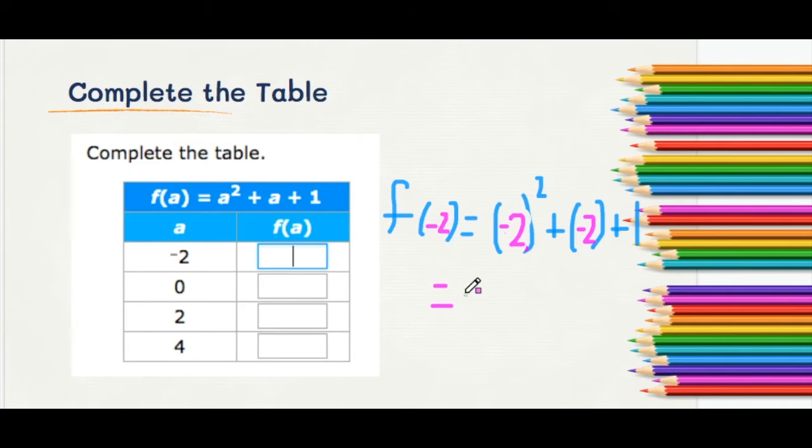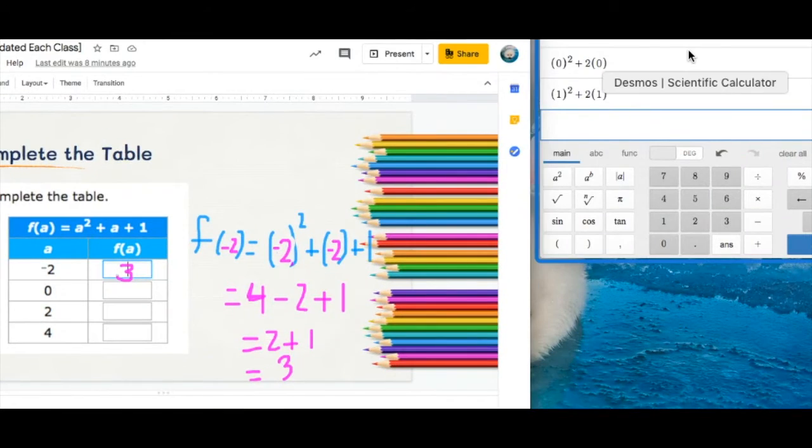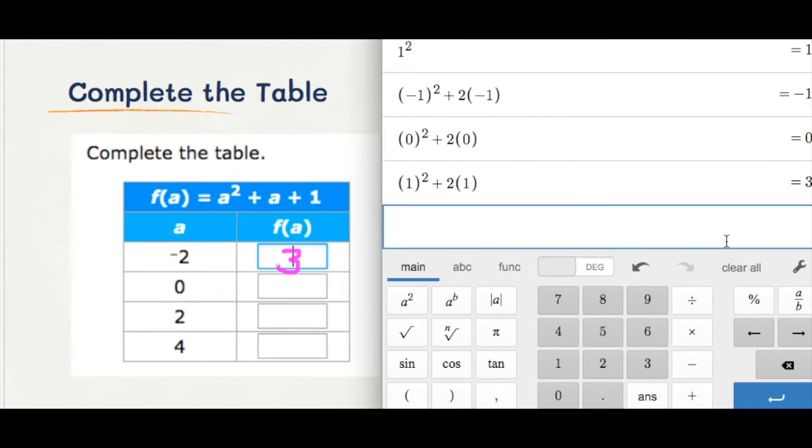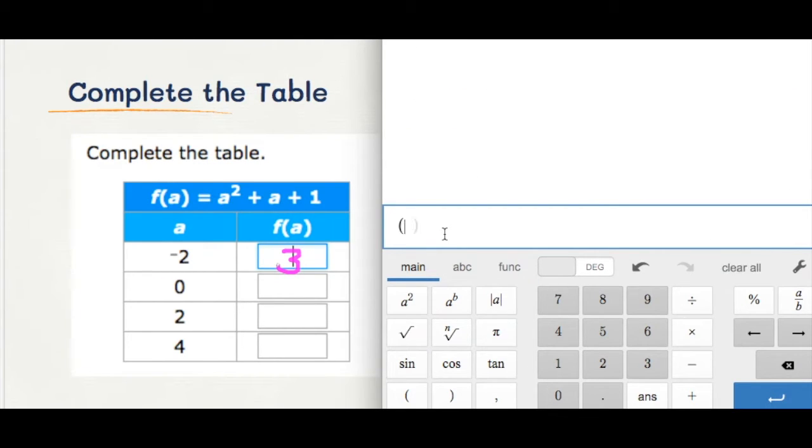And when we solve that, -2 squared is 4 plus -2, that will be minus 2, and then plus 1. So 4 minus 2 plus 1. 4 minus 2 is 2, and then 2 plus 1 is 3. So when a is -2, f of a is 3. Once again, we can use the calculator, type it in to find the answers as well, like parentheses -2 squared plus parentheses -2 plus 1, and it will get the same thing, 3.